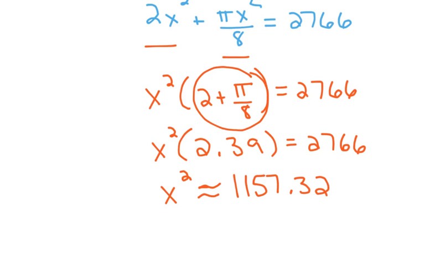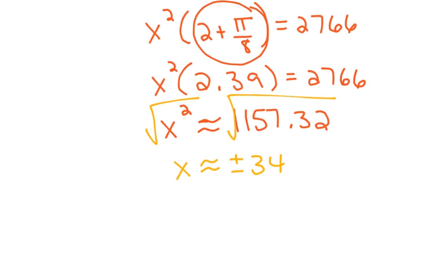And then I'm going to square root both sides. And the square root of 1,157.32 is approximately 34. Now here's the thing. I write plus or minus 34, but does negative 34 make sense in this type of problem? We're talking about the length and width of a rectangle. Can length or width be negative? No. So it turns out that negative 34 is not a reasonable answer for this particular problem. So we just say that it's positive 34.